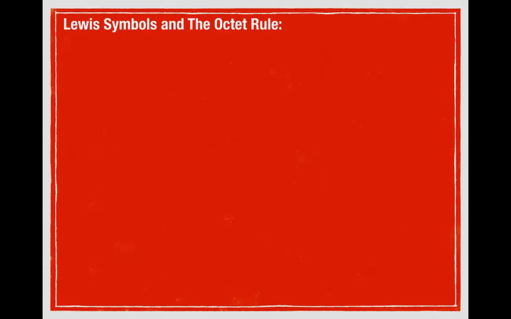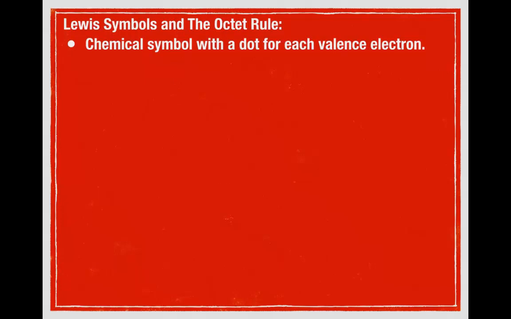I'm going to touch briefly on Lewis symbols and the octet rule. A Lewis symbol includes a chemical symbol with a dot for each valence electron. Keep in mind that valence electrons are the electrons that are going to be involved in chemical bonding. Your core electrons are not, and so the Lewis symbol enables us just to focus on valence electrons. So here's an example of a Lewis symbol. This is sulfur. Sulfur has 6 valence electrons, and so those valence electrons are represented with dots.